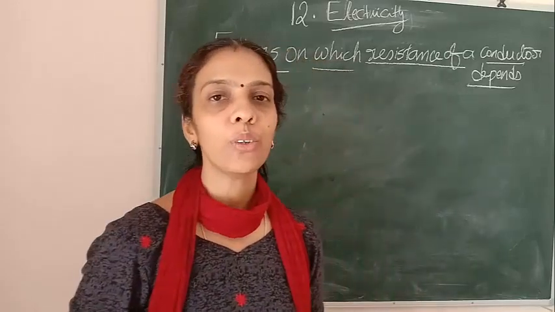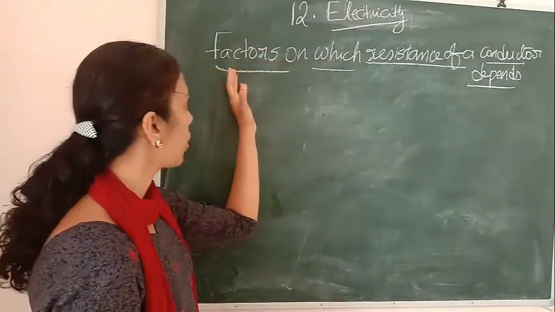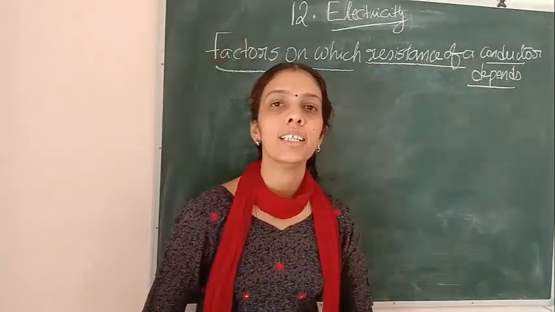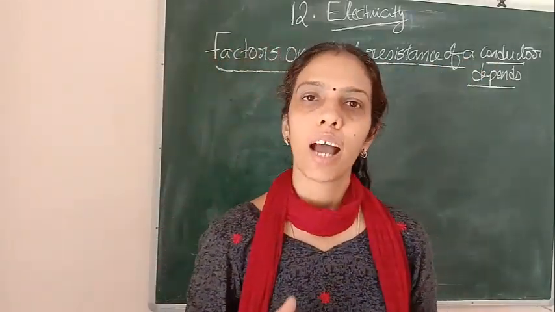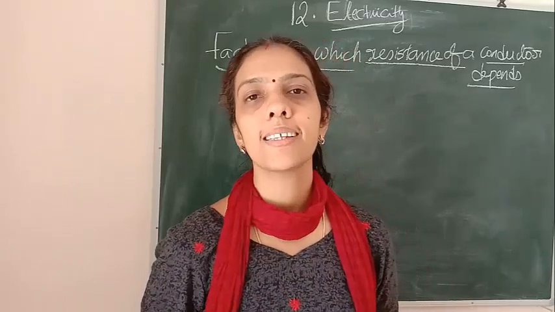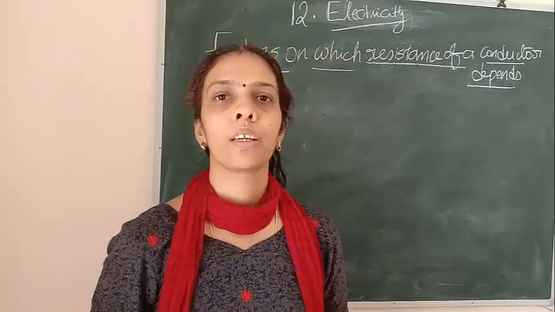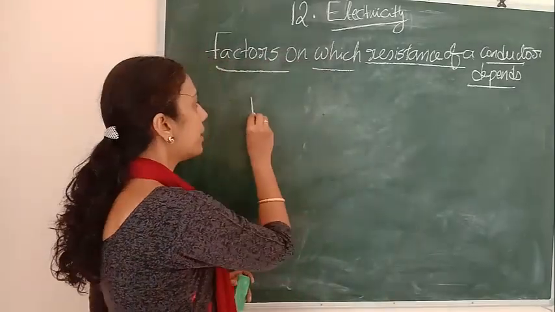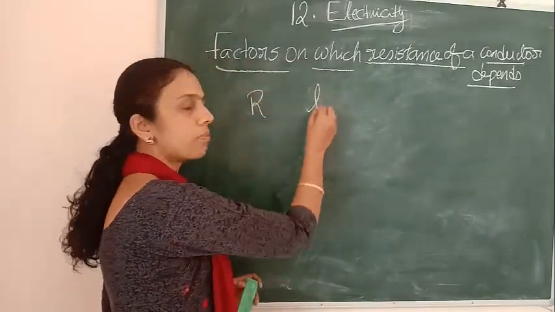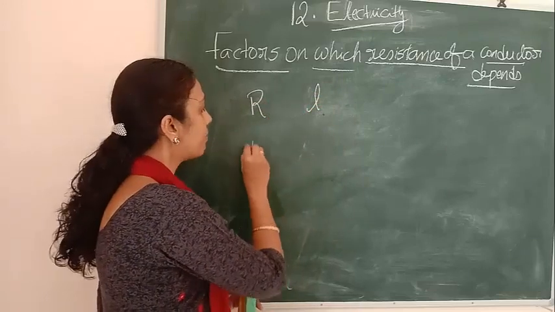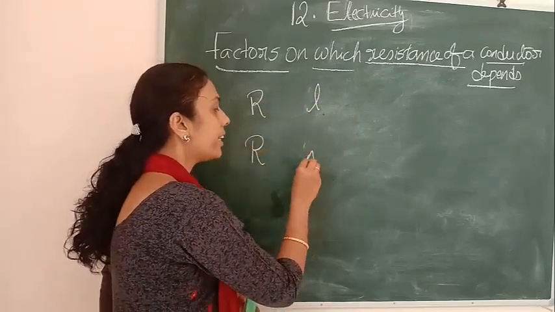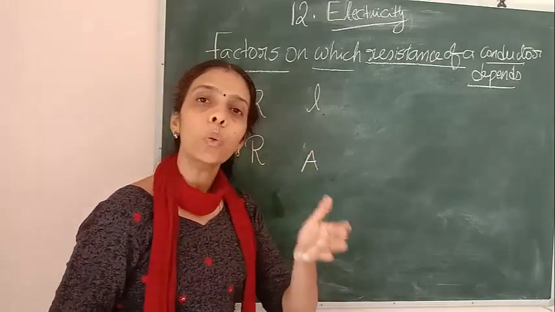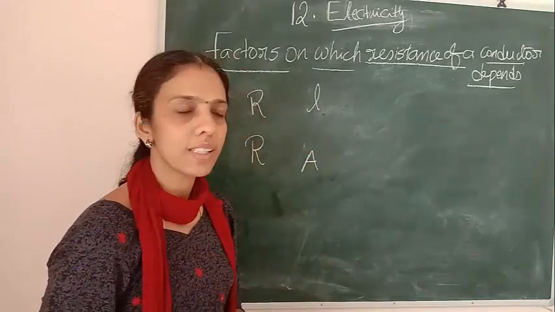In today's video, we are considering the topic: factors on which the resistance of a conductor depends. So, which are the factors that the resistance of a conductor depends on? The resistance of a conductor depends on the length of the conductor and on the area of the conductor. How it depends, that we should know, isn't it?